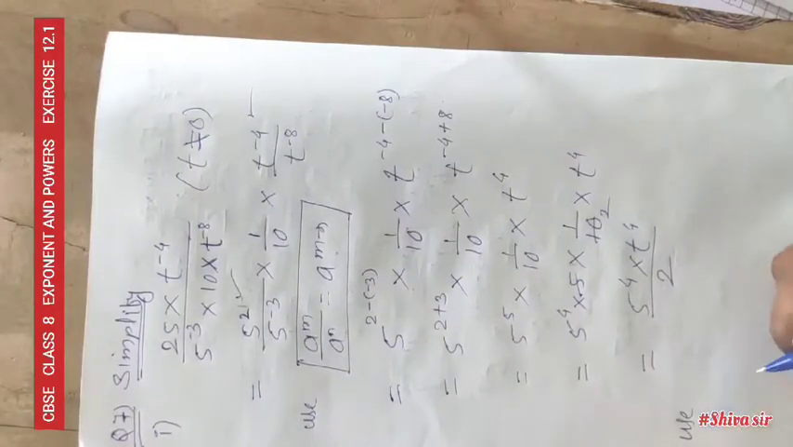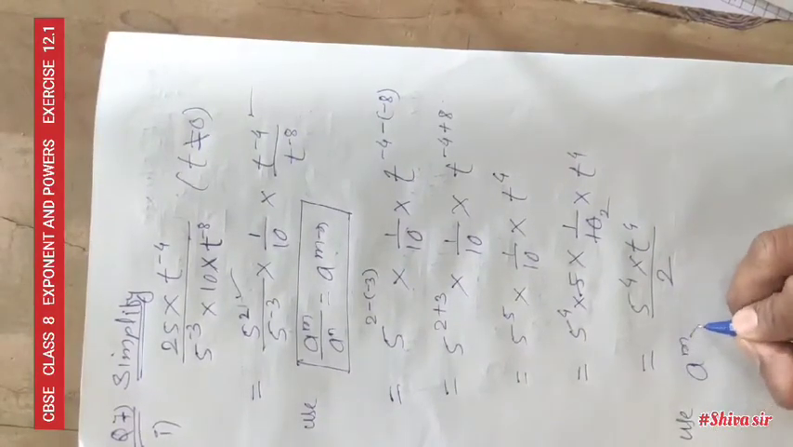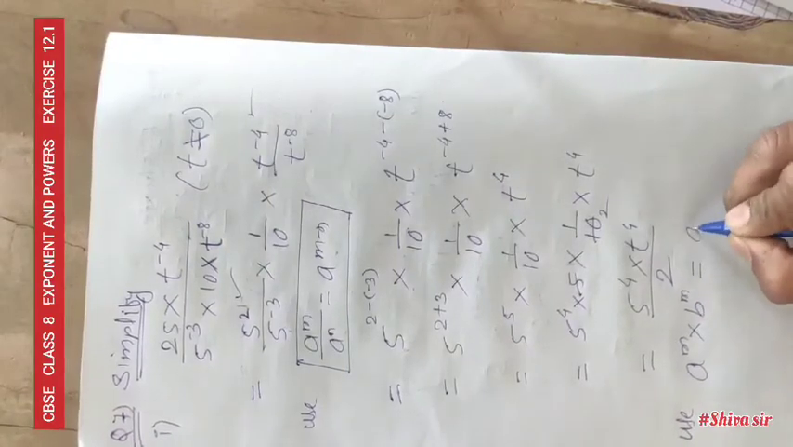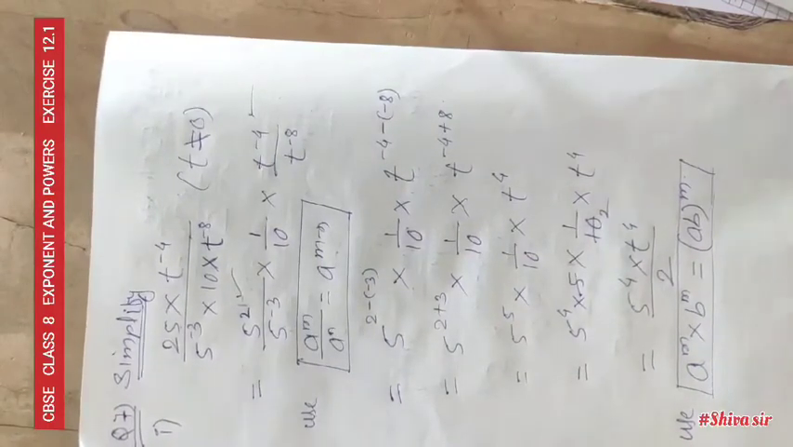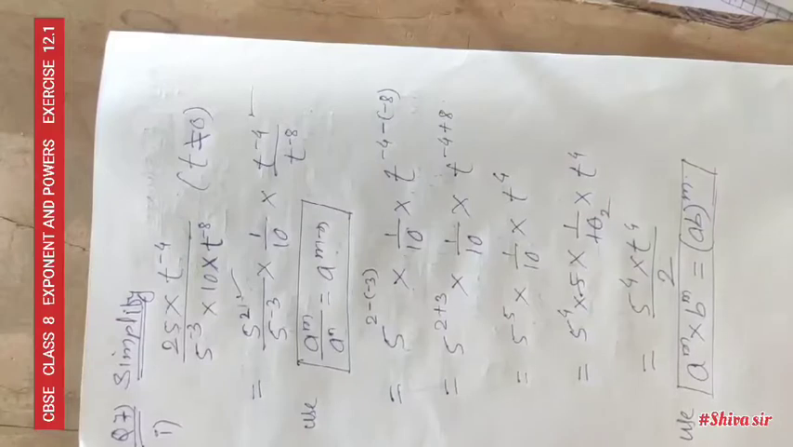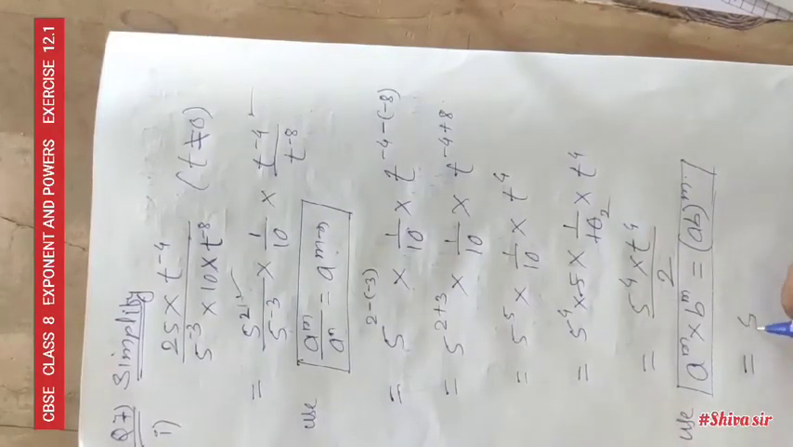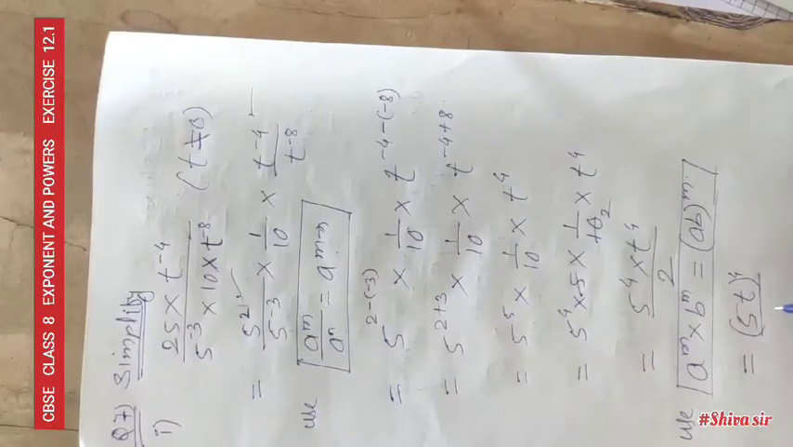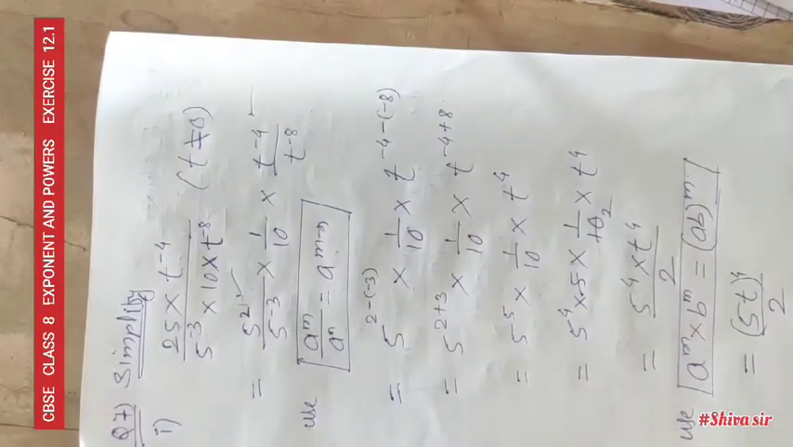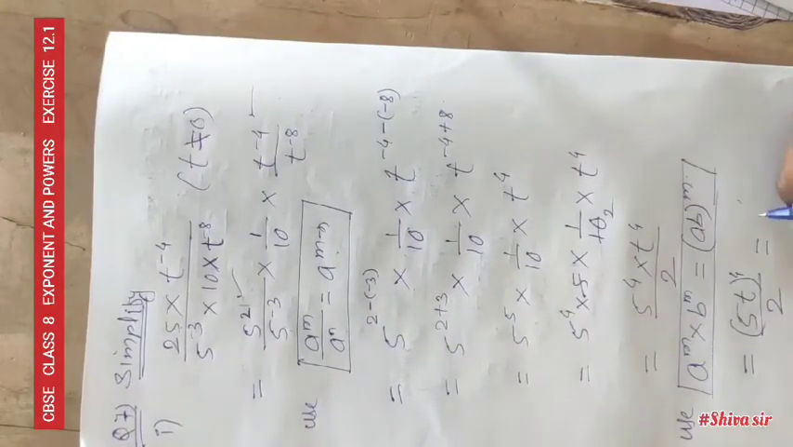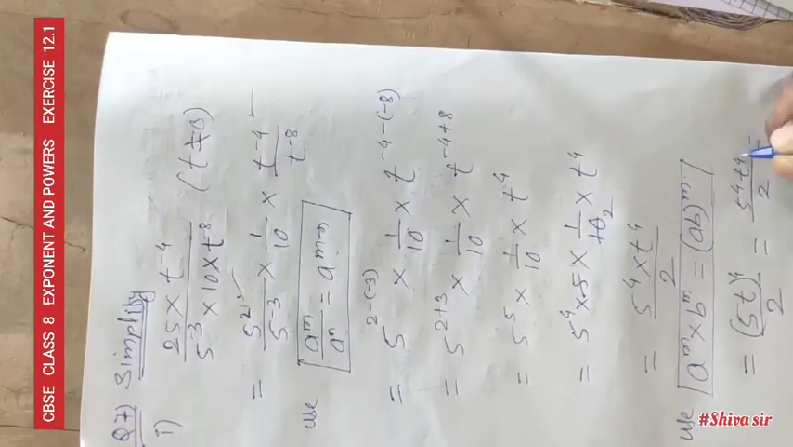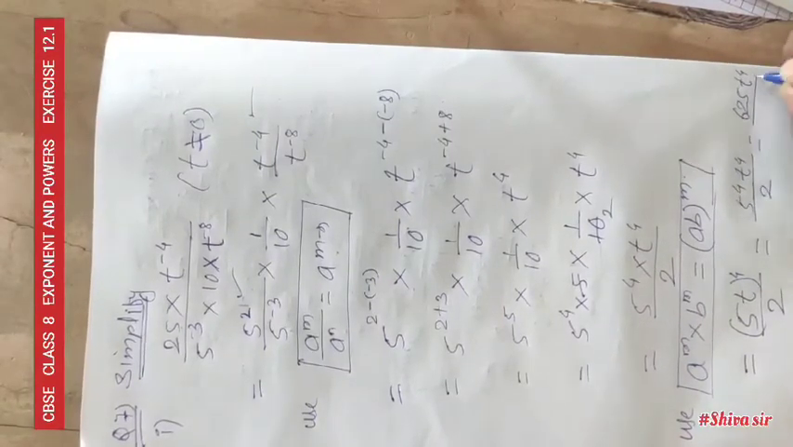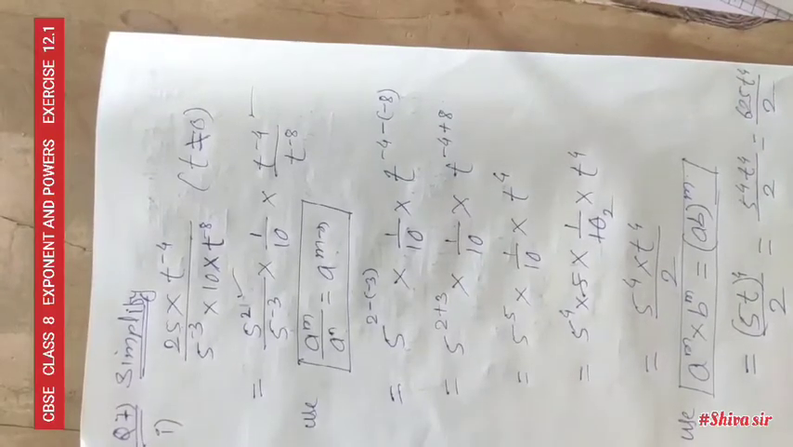Again we use the formula that a raised to the power m into b raised to the power m is equal to a into b raised to the power m. So here 5t raised to the power 4 upon 2. Put the value of 5 raised to the power 4. So simply write 5 raised to the power 4 into t raised to the power 4 upon 2. 5 raised to the power 4 means 625 t raised to the power 4 upon 2. This is the final answer.